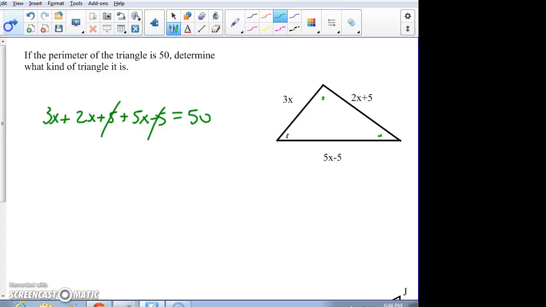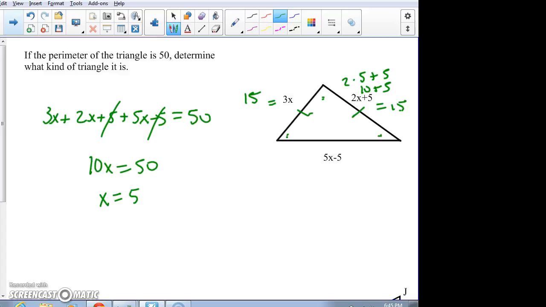So my 5's would drop off. 2x and 3x makes 5x, plus another 5x is 10x, equals 50. Divide by 10, x is equal to 5. They want to know what kind of triangle this is. As of right now, the best I can call this triangle is a scalene triangle. If I plug 5 in here, 3 times 5 makes this side 15. If I plug 5 into this one, 2 times 5 plus 5, 10 plus 5 would be 15. So now it's bumped up from a scalene triangle to at least an isosceles triangle. Maybe it will be equilateral, but I know for sure at least it's isosceles.